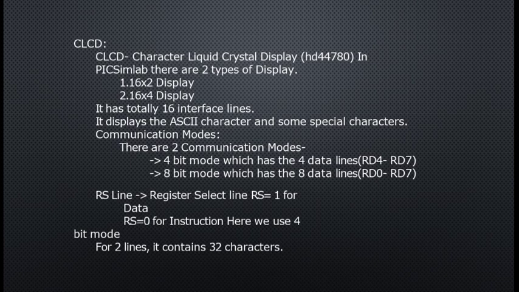Communication mode: there are two communication modes. 4-bit mode, which has the 4 data lines RD4 to RD7, and 8-bit mode, which has the 8 data lines RD0 to RD7. RS line, the register select line: RS equal to 1 for data, RS equal to 0 for instruction. Here we use 4-bit mode. For 2 lines it contains 32 characters.